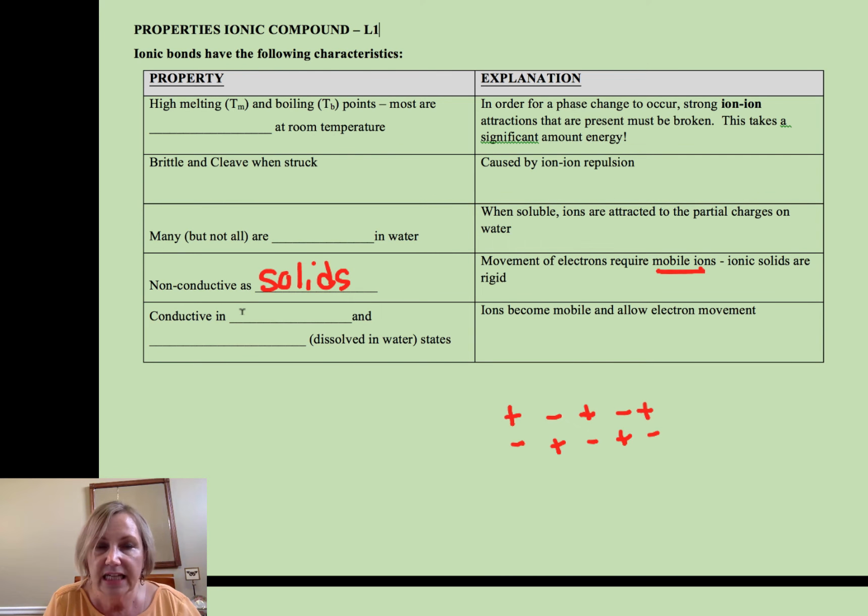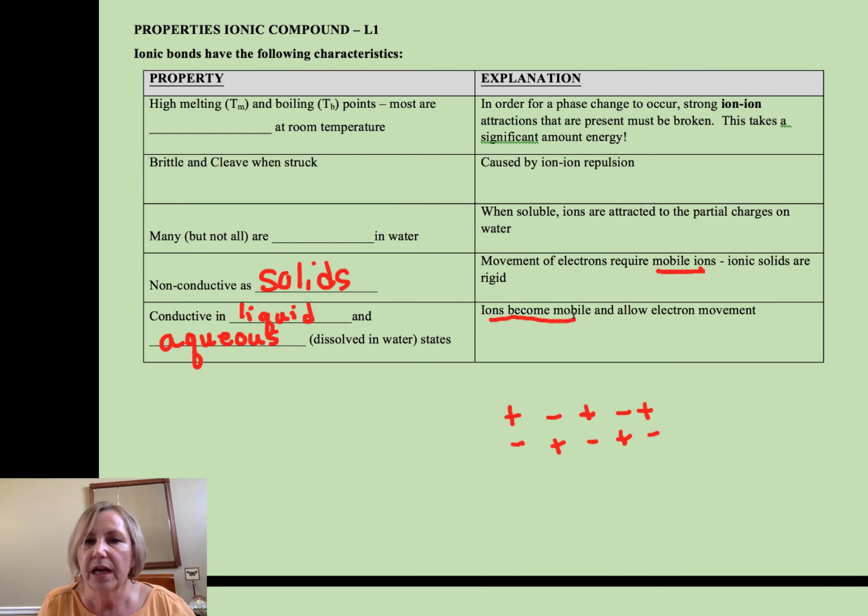They are conductive in their liquid and aqueous, dissolved in water states. And the reason for that is if you melt them, the ions become mobile. If you put them in water, the ions are even more mobile. And if I have mobile ions, those mobile ions provide that pathway for the movement of electrons.